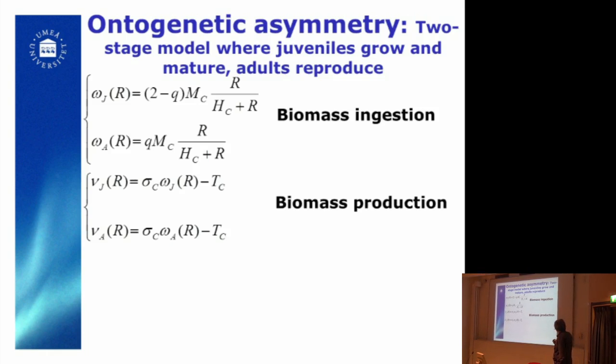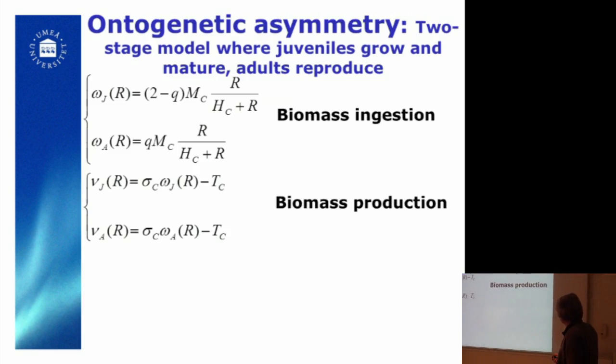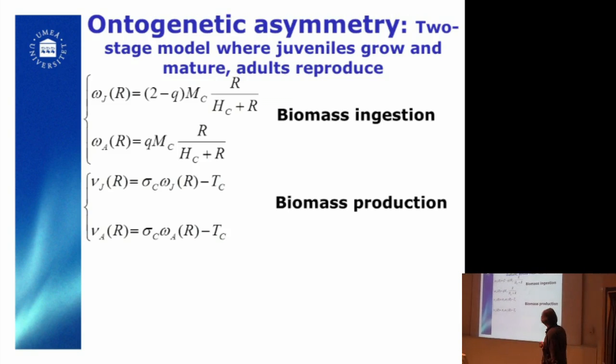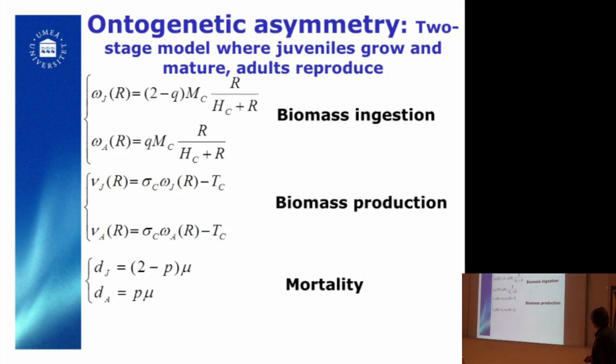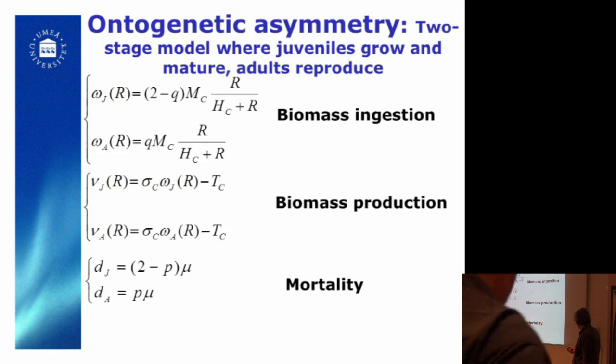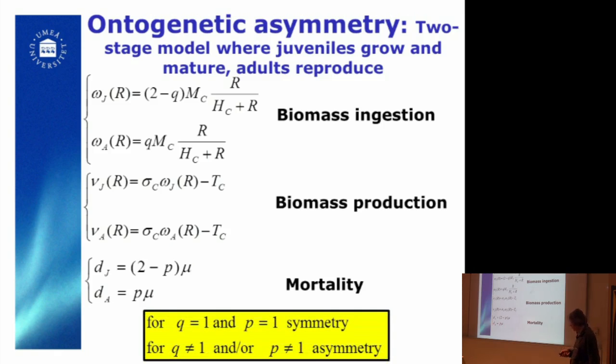And if we compare the equations for the juveniles and adults, we see that they differ in only one parameter, this parameter Q. You can see that the ingestion here is multiplied by Q for adults and by 2 minus Q for the juveniles. We do a similar thing with respect to mortality. So we have this P here, which you multiply for the adult death rate with a basic mortality rate, and for juveniles it is 2 minus P.